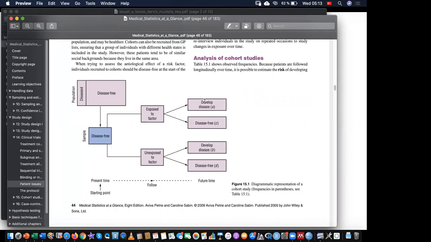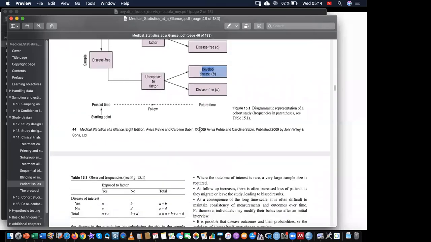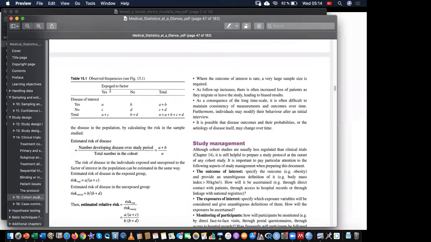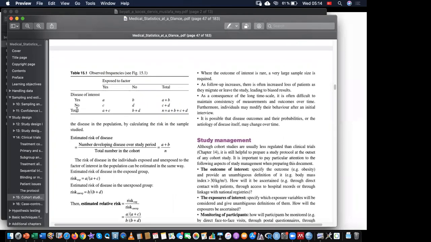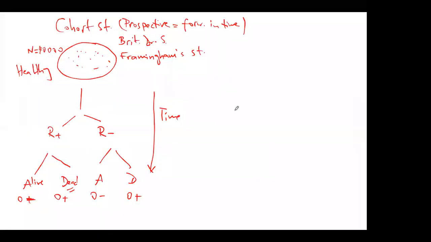From those who are exposed, they develop the disease. And some from the unexposed also, they may develop the disease. And the vice versa is also correct. So by this way, if we write it on a 2x2 table, we will have something like this: exposed, unexposed, yes and no, and disease of interest, having the disease, having not the disease, A, B, C, D, we can call these cells. In a cohort study, we have classically this 2x2 table.